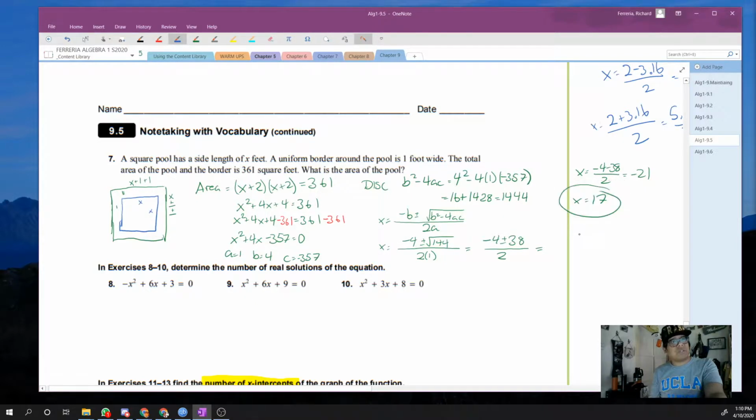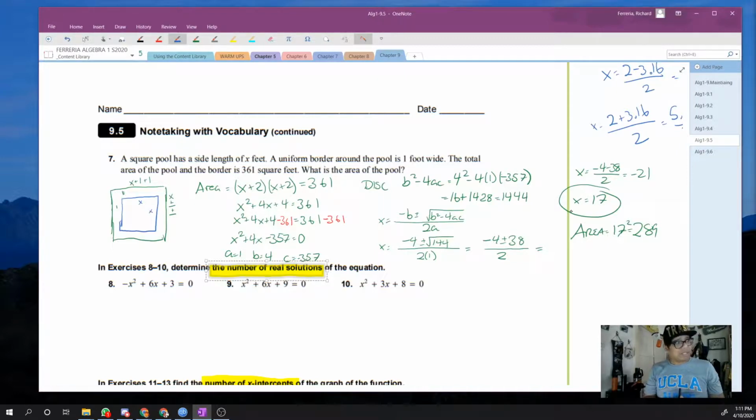The other solution would be negative 4 plus 38, over 2, and that's positive 17. So the area of the pool is 17 squared, which is 289. Okay, 289. Not that bad. I like how this question mathematically is easier than the previous one that we just did, but it is in word problem form, so you better learn how to read.